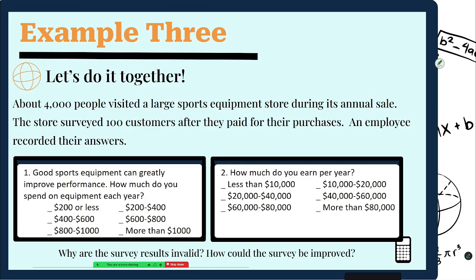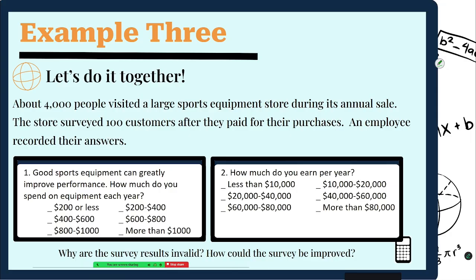And the answer is there are quite a few. For starters, we are only asking the people who actually paid for the purchases. We're only asking the people that came in and spent money. We're then asking them in person, so we are putting them on the spot. How much did you spend today? And is that indicative of what you spend in a year? And then we're kind of leading.